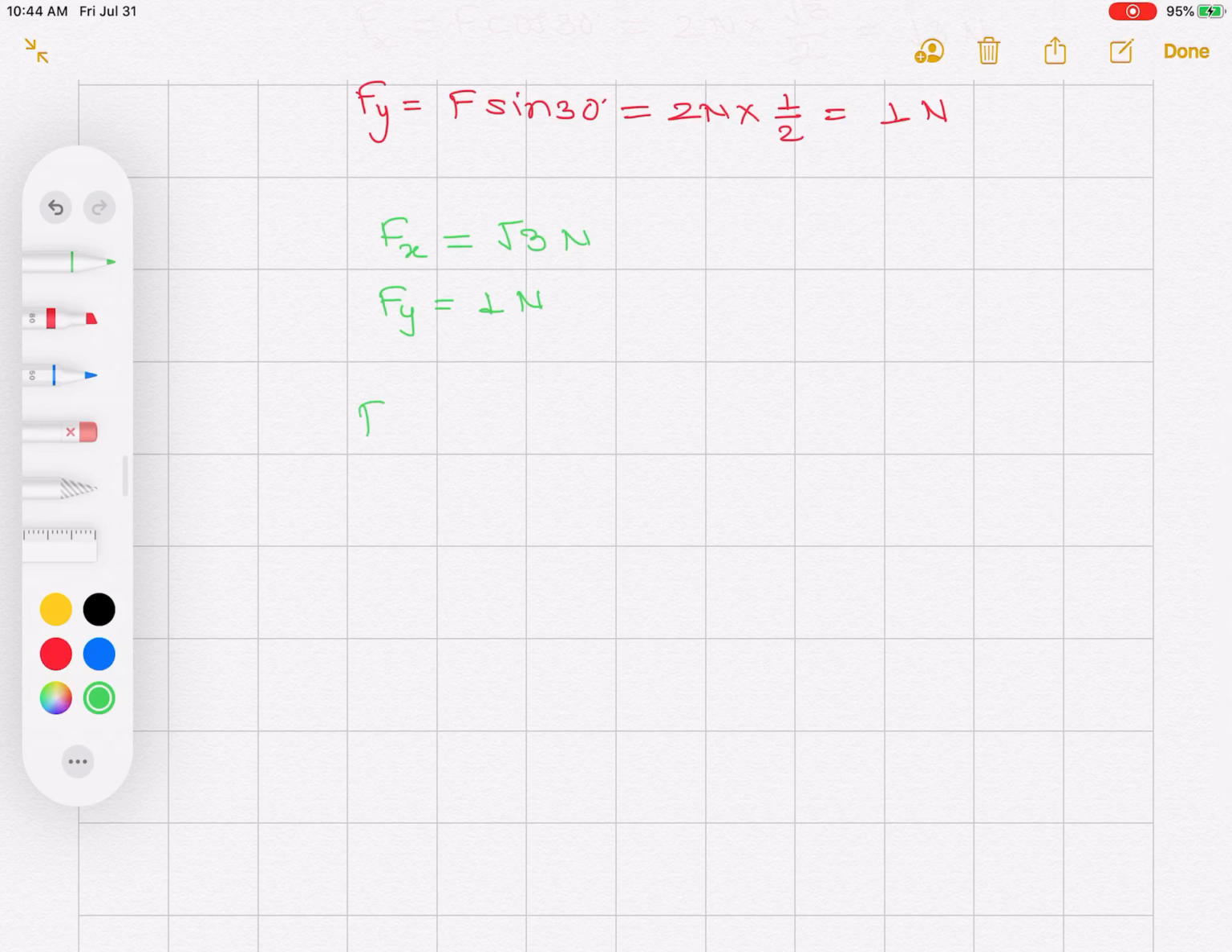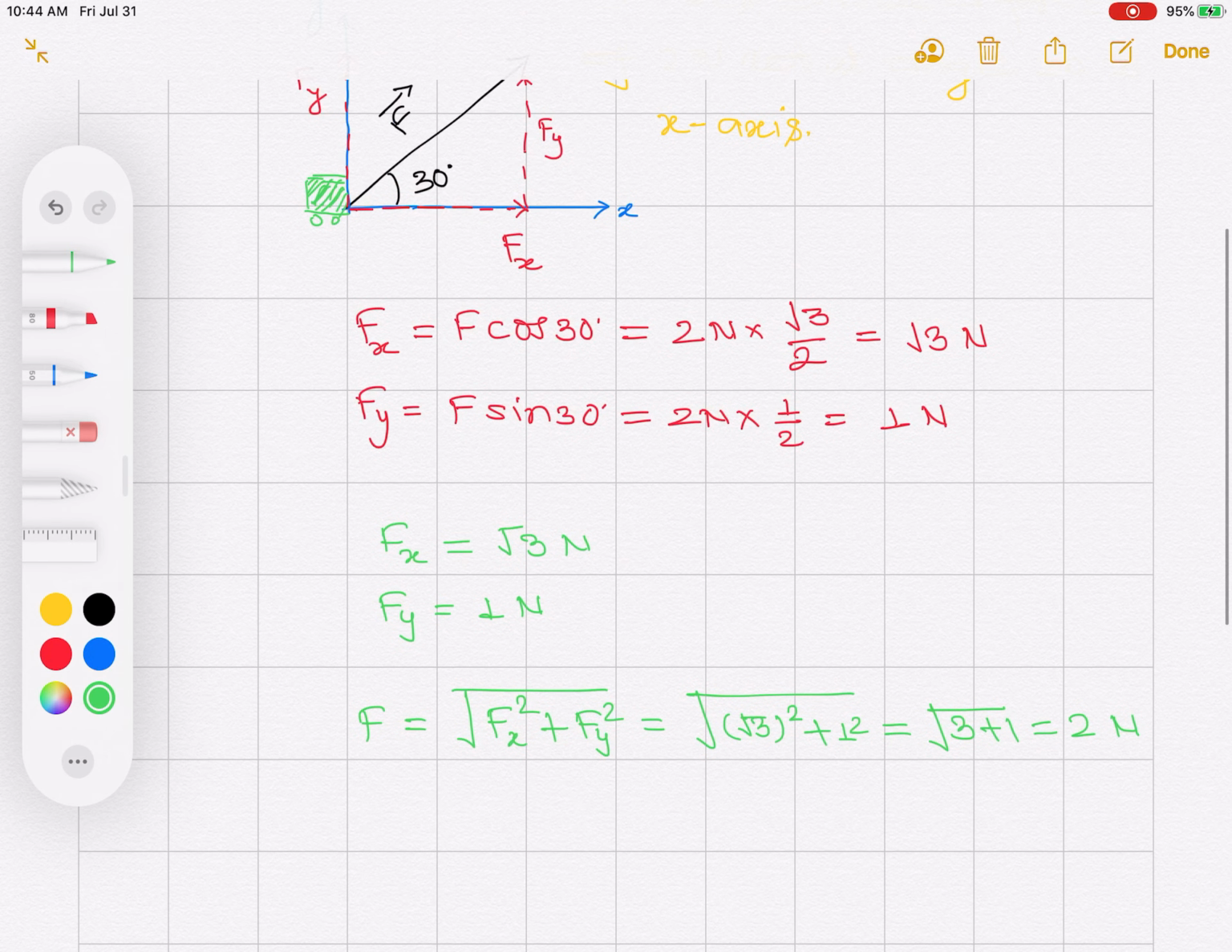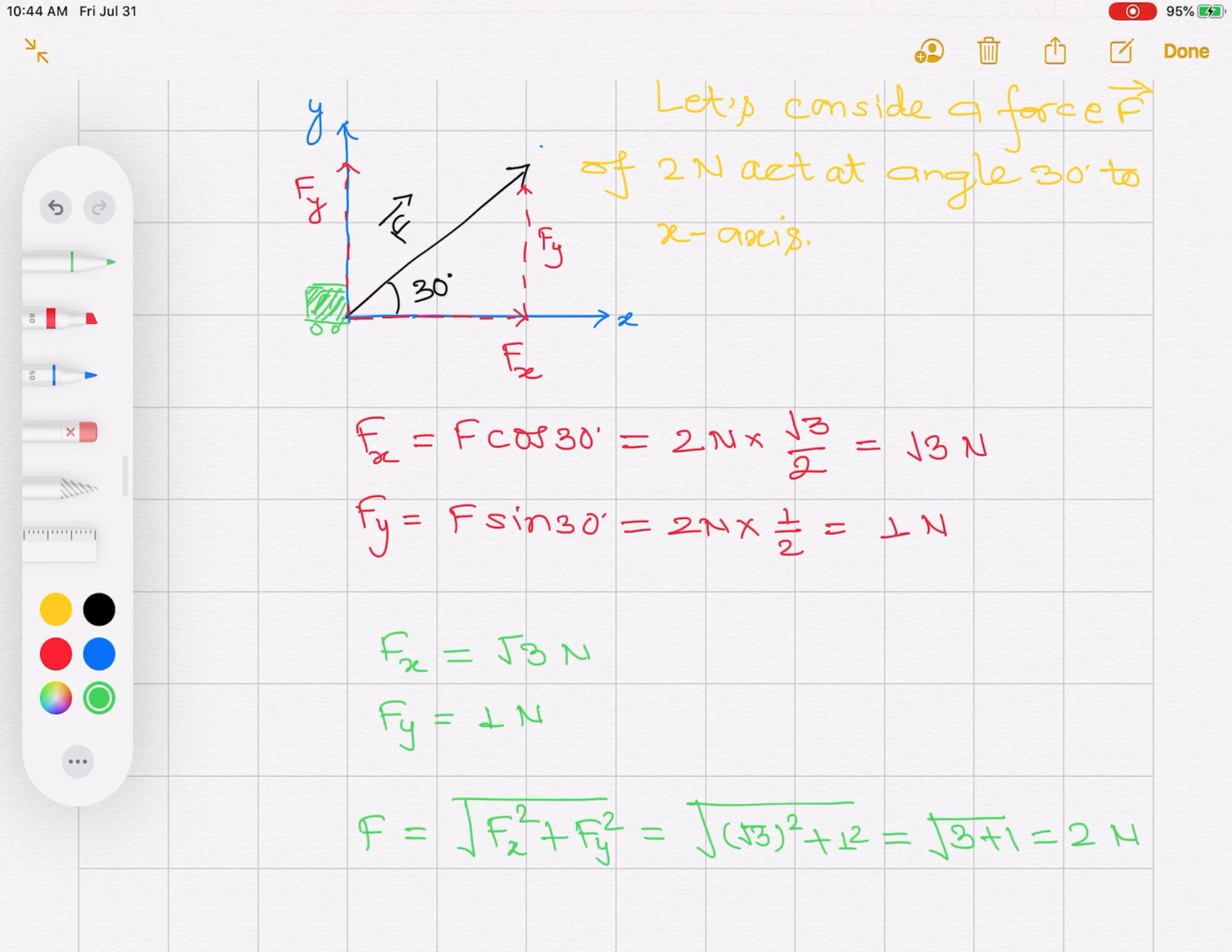So the total force is always the square root of the square of the x component plus the square of the y component. I'm talking about just the magnitude. So it's square root of 3 squared plus 1 squared. So this will give me 3 plus 1, which is 4, and the square root is 2. So 2 Newton. We get the actual force. So we can go back from components to resultant force, or from resultant force to the components.